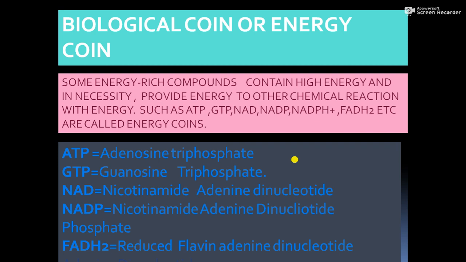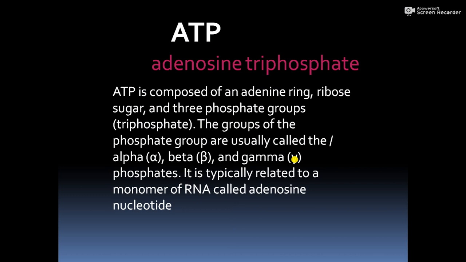Now about the words biological coin, or energy coin. Some energy-rich compounds contain high energy and, when necessary, provide energy to other chemical reactions, such as ATP, GTP, NAD, NADP, NADPH+, or reduced NADPH, and FADH2, etc. These are called energy coins. Here are the full names of these things. ATP is adenosine triphosphate, GTP is guanosine triphosphate, NAD is nicotinamide adenine dinucleotide, NADP is nicotinamide adenine dinucleotide phosphate, FADH2 is reduced flavin adenine dinucleotide.